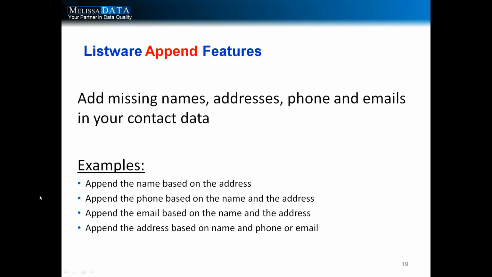And lastly, the append features. This will add missing information to your data list. Some of the examples are appending the name from an address, appending the phone from the name and address, currently not available but coming soon, appending an email based on the name and address. And there's also the ability to append an address based on a name, a combination of name and phone, name or email.